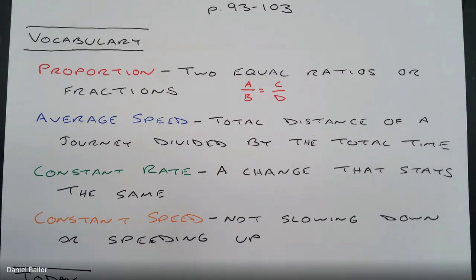Our last vocabulary term is kind of like constant rate, only this time it's constant speed. Constant speed is a special kind of constant rate that talks about speed. Constant speed means you're not slowing down and you're not speeding up. Your speed always stays the same. It means you hit no bumps, you don't go faster downhill, you don't hit any stop signs. Your speed is always the same. So it's kind of like constant rate, but it's specifically about speed. And so those are the 4 vocabulary terms that we're going to find in our lesson today.